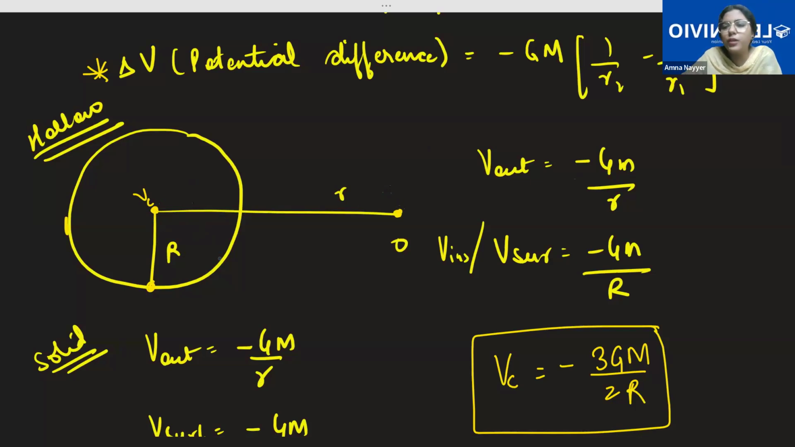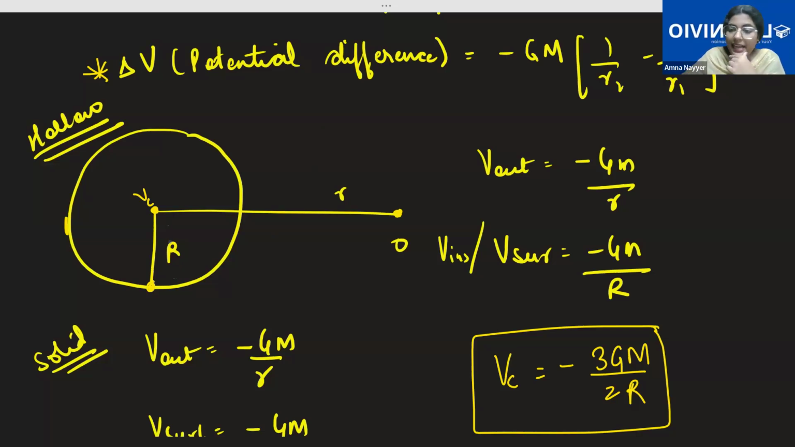Because this is all related to potential, even in the inside portion of a hollow sphere, potential will exist. It won't be zero like the field. I hope you remember that for the field. Those who have not revised, revise these 3 topics properly, otherwise it will be confusing. Though it's a very easy chapter, don't make it confusing for yourself. The gravitational field part, gravitational energy part, and gravitational potential part, just segregate and solve them properly.